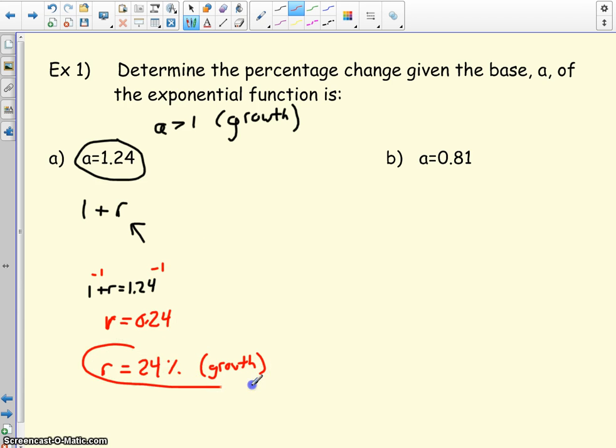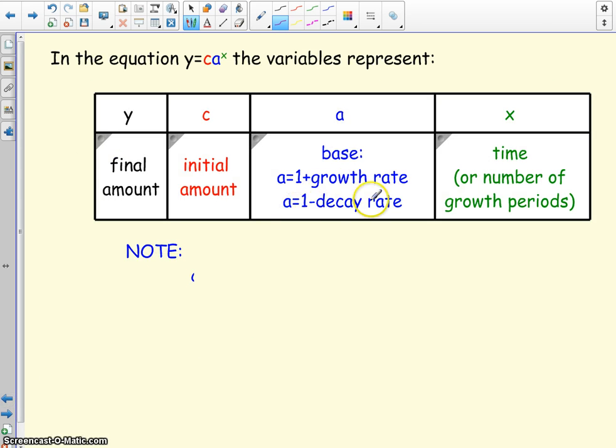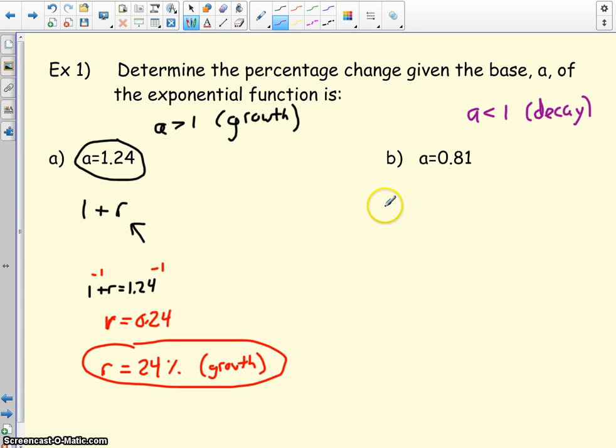Okay, so looking over at B, now we have 0.81. Now this base is less than 1, so it's going to represent decay or a decreasing exponential. Okay, so if it represents decay, we're going to subtract our decay rate from 1 to get our base. So knowing that our base is 0.81, 1 minus our decay rate is going to be equal to 0.81. Okay, and again, we're solving for the rate, the r. So I'll subtract 0.81, I get 1 minus 0.81. Okay, I add r to both sides to get r over here, and I wind up with 0.19.